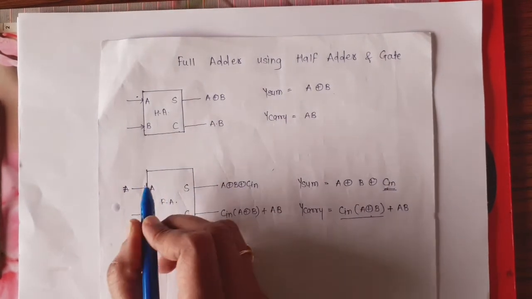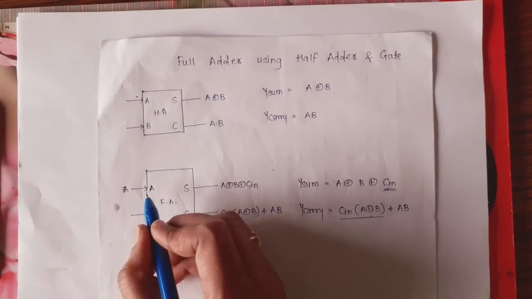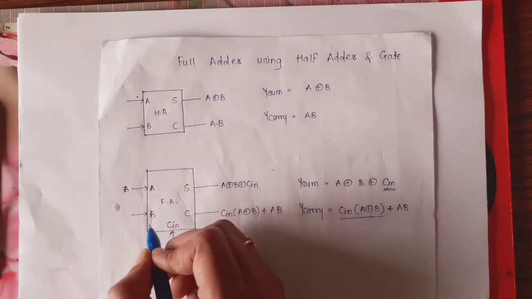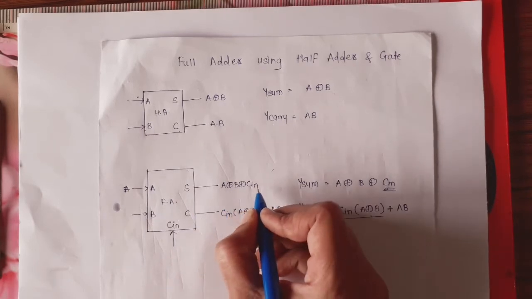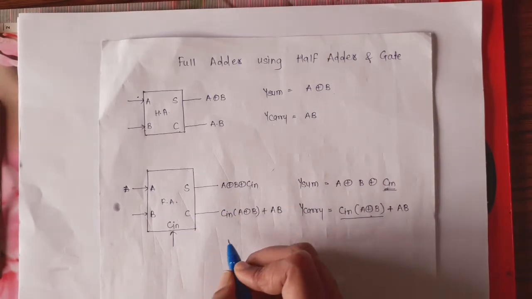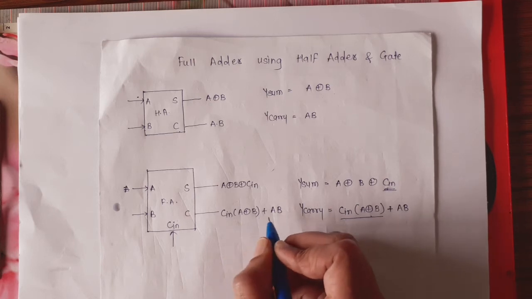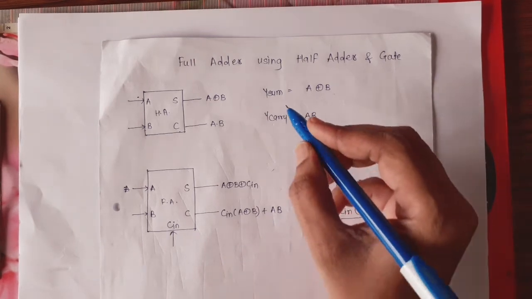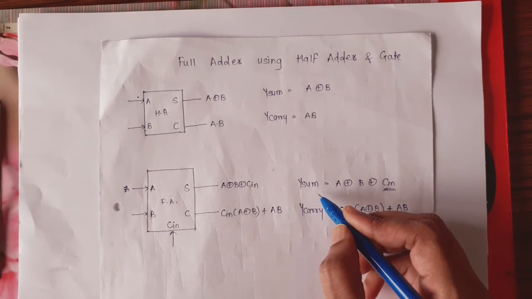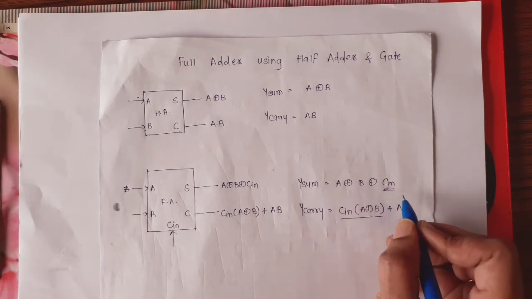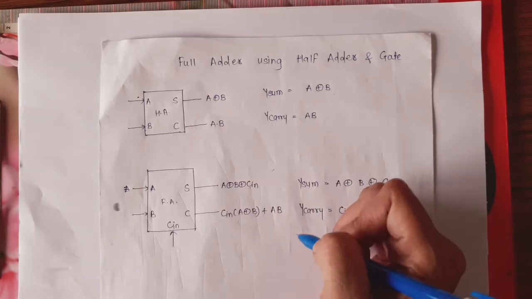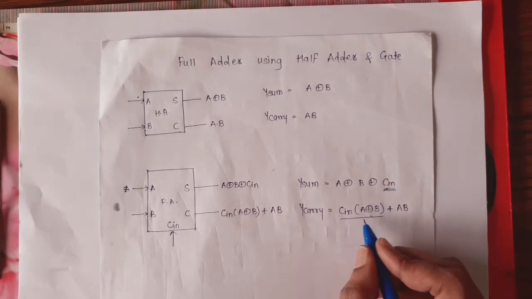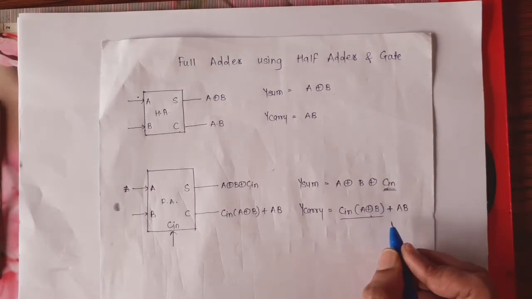This is the symbolic representation of full adder, which deals with three inputs A, B along with Cin. It produces sum A XOR B XOR Cin, as well as it produces carry Cin (A XOR B) plus AB. So on comparing sum expression of half adder and full adder, we'll find Cin is the additional term, whereas on comparing carry expression of half adder and full adder, we find Cin into (A XOR B) is the additional term which occurred with full adder.